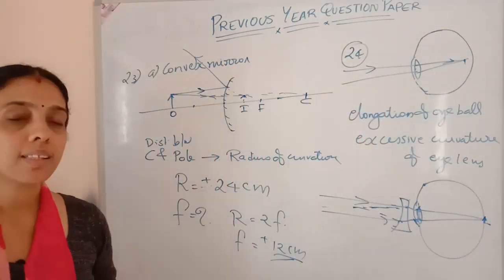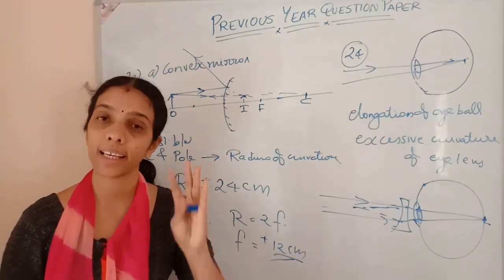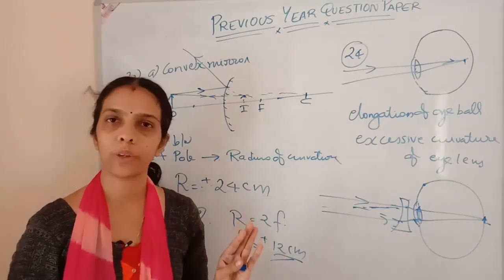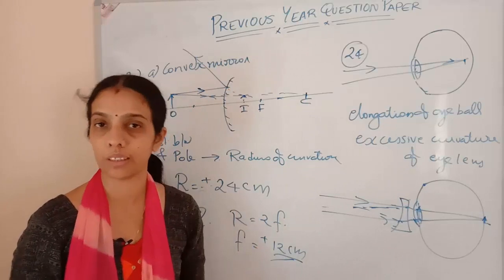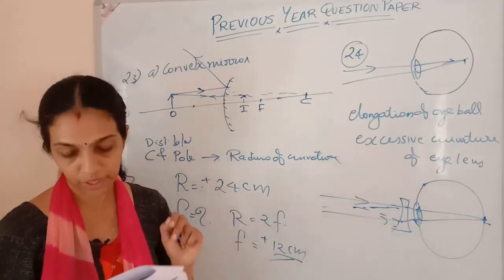So this is for nearsightedness and farsightedness. Both diagrams are very important, and you should learn those diagrams. For myopia we will be using a concave lens.